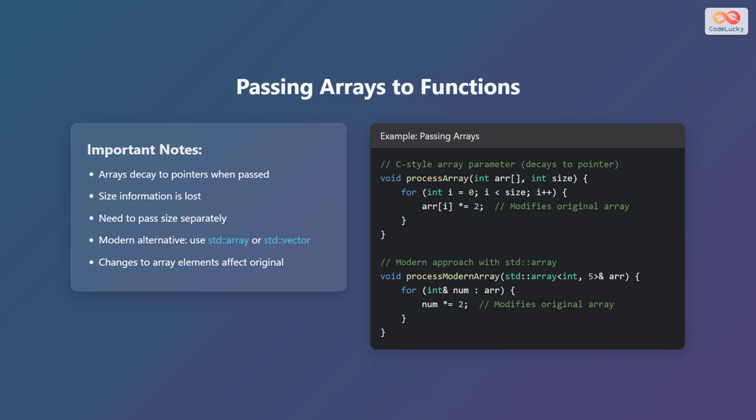Here are 2 examples. The first example shows how to pass a C-style array to a function. The processArray function takes an integer array arr and its size as parameters. Inside the function, it iterates through the array, multiplying each element by 2, modifying the original array. The second example demonstrates the modern approach using std::array. The processModernArray function takes a std::array of integers as a parameter and modifies the original array in a similar way.